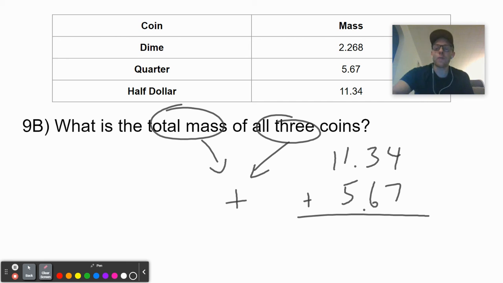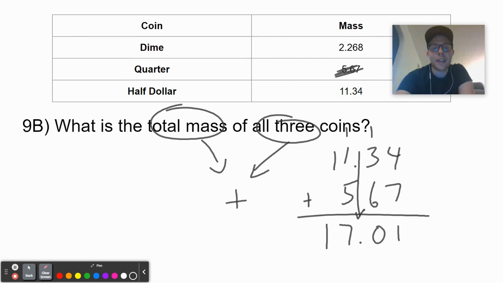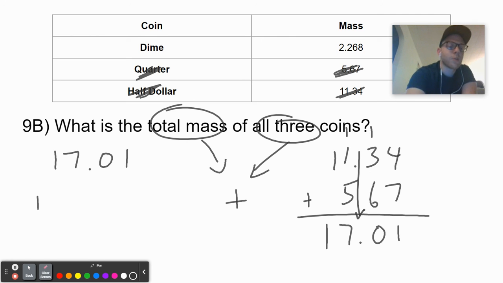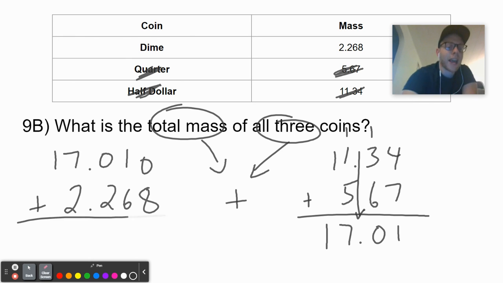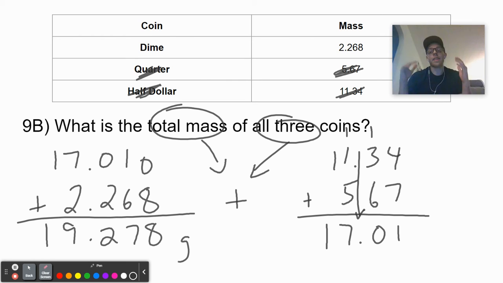But either way, I have 4 plus 7, which is going to be 11. 1 plus 3 plus 6, which is 10. I'm going to drop my decimal point straight down. 1 plus 1 plus 5 is 7, and I get 17.01. But that only takes care of the half dollar and the quarter. So now I have to do the second part of the addition because it's 3 coins. 17.01 plus, stacking my decimal points, 2.68. I'm going to add these. 8, 7, 2, decimal point 9, 1. 19.27 grams.